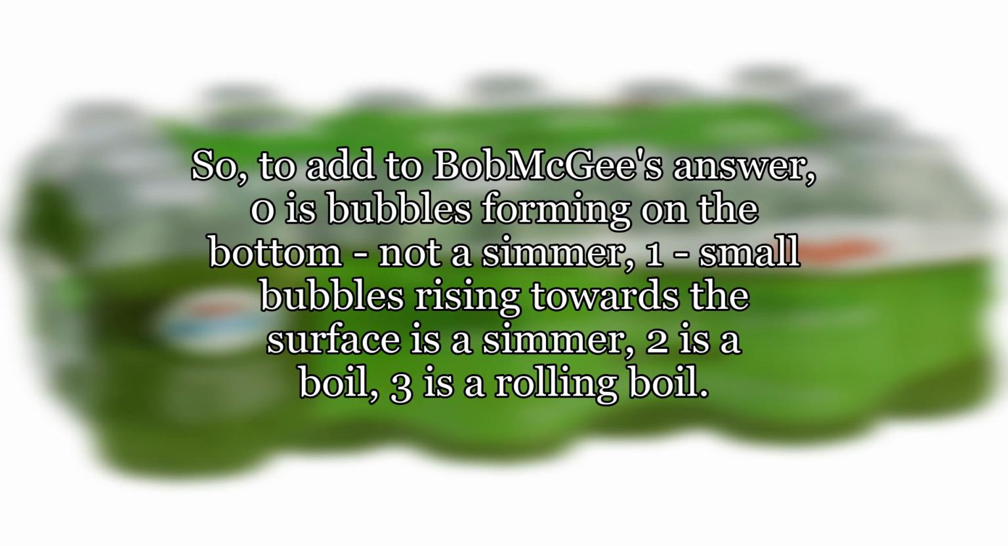So, to add to Bob McGee's answer, 0 is bubbles forming on the bottom, not a simmer. 1 is small bubbles rising towards the surface, which is a simmer. 2 is a boil. 3 is a rolling boil.